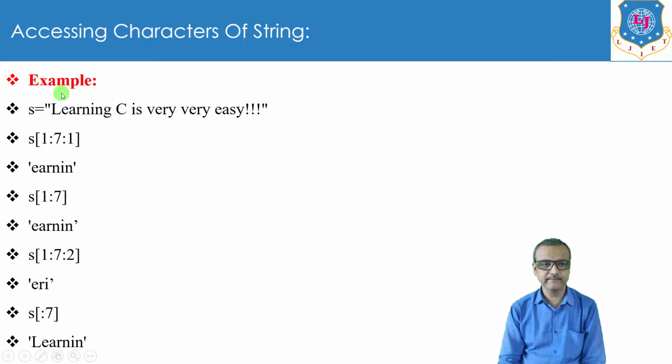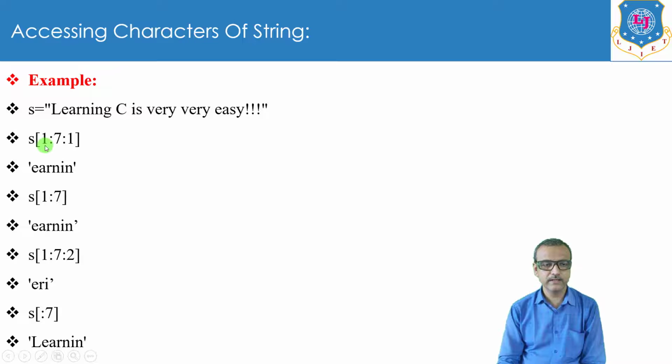Now we have one example based on this concept. S equals, in double quotes, the string "learning C is very easy!" with the exclamatory symbol. Now S[1:7:1], what will be the output in this case?